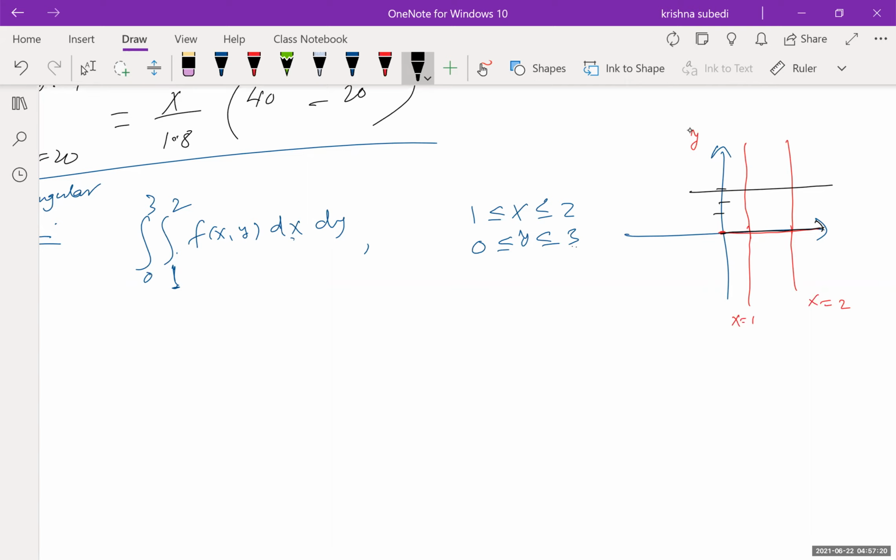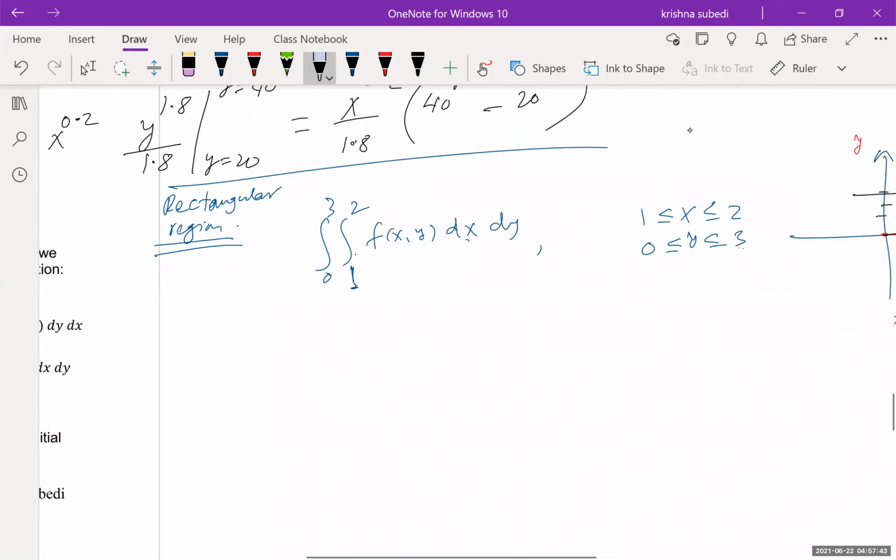So you see, when you look at this inequality, what it means is x is greater than 1 and less than 2. So this is the region we are talking about. And for y, it is greater than 0 and less than 3. So this is the region that we are talking about. And clearly, you can see that this is a rectangle, right?